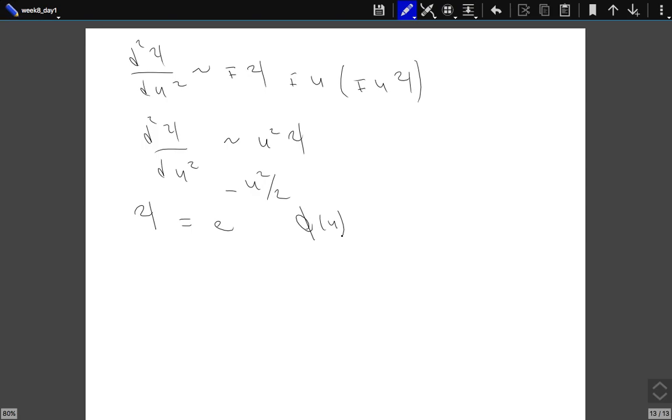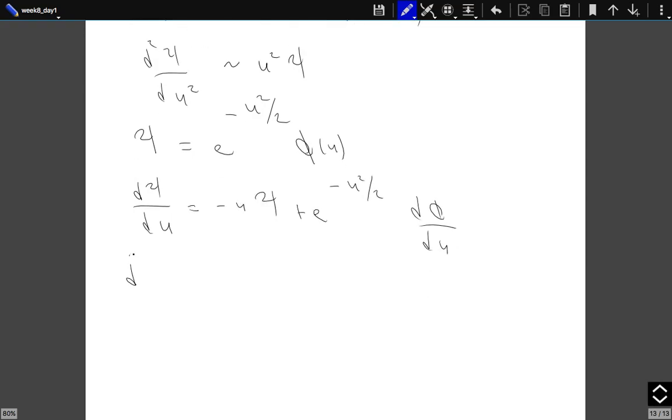Well, let's look for the differential equation satisfied by phi. Derivative of psi with respect to u will be minus u times psi. Let me write it in this form, plus e to power minus u squared over 2 times the derivative of phi with respect to u. Sorry, I'm taking the derivative with respect to u. This is the first derivative. Now the second derivative of psi with respect to u will be minus psi plus u squared psi.